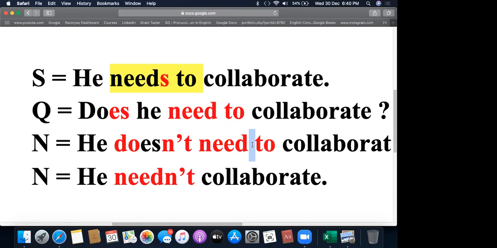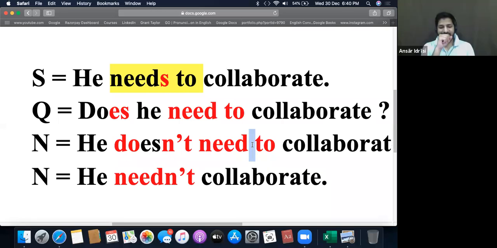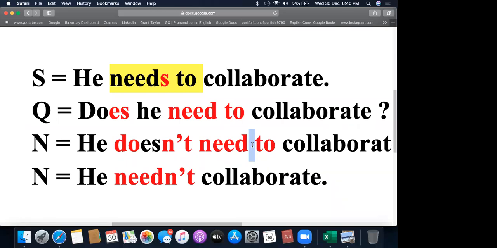Yes. He needs to return the file. Does he need to return the file? He doesn't need to return the file. Correct. She needs to change the mind. Does she need to change the mind? She doesn't need to change the mind. Correct.